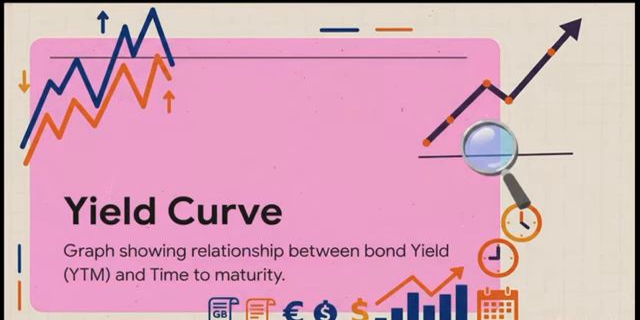So, what actually is a yield curve? Well, simply put, it's a graph. It shows us the relationship between the yield, specifically the yield to maturity, or YTM, on a bunch of bonds and their time to maturity. We typically build this using risk-free government bonds as our baseline, but the concept really applies globally. It's essentially a snapshot of what the market thinks future interest rates are going to do.